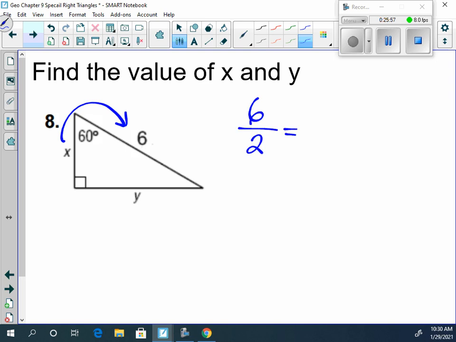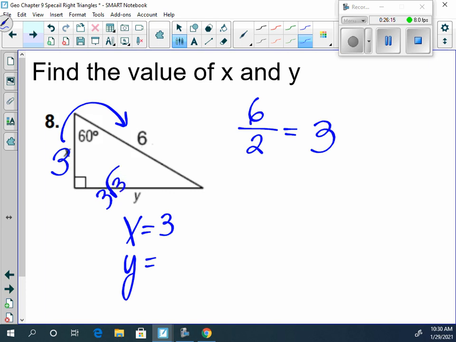Well, 6 divided by 2 is 3. So the value of x is 3. X equals 3. Well, what do I need to do to find the other side length? Find this side length, I'm going to take 3 and multiply it by the square root of 3. That is, well, 3 square root of 3.